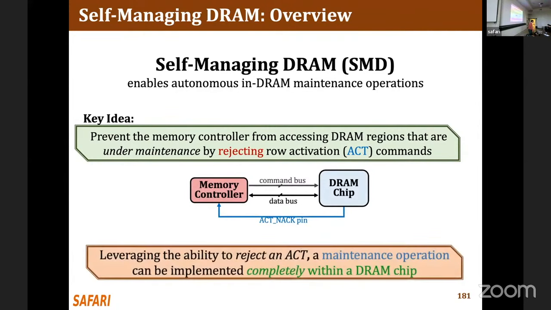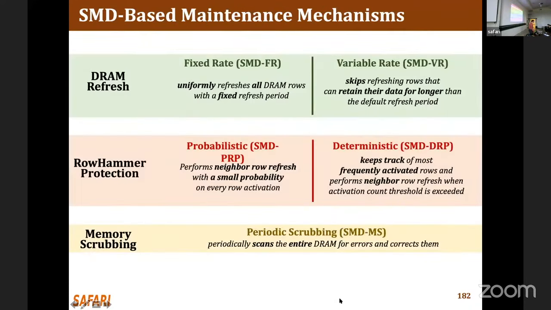That's the cost. And leveraging this ability to reject an activation, a maintenance operation can be implemented completely within a DRAM chip. And what is the maintenance operation? Refresh is a maintenance operation. Fundamentally, DRAM chips should be doing it without the memory controller being involved. Why should the memory controller be involved in this, right?